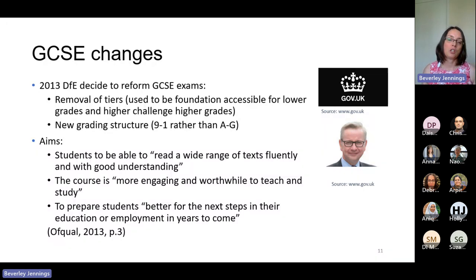And there was also a change to the grading structure. So we now talk about grades 9 to 1 rather than A to G for GCSE. So 9 is the top grade and 1 is the bottom grade. And the aim of the new qualification was that students would be able to read a wide range of texts fluently and with good understanding. And it was to make the course more engaging and worthwhile to teach and study, and to prepare students better for their future. So that was the aim that Ofqual put out in 2013. And I'm going to challenge whether that has been achieved or not, really, through what I found out.